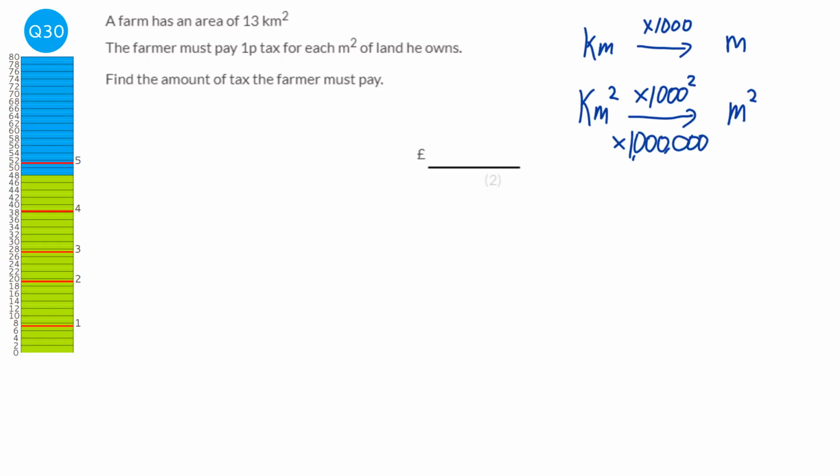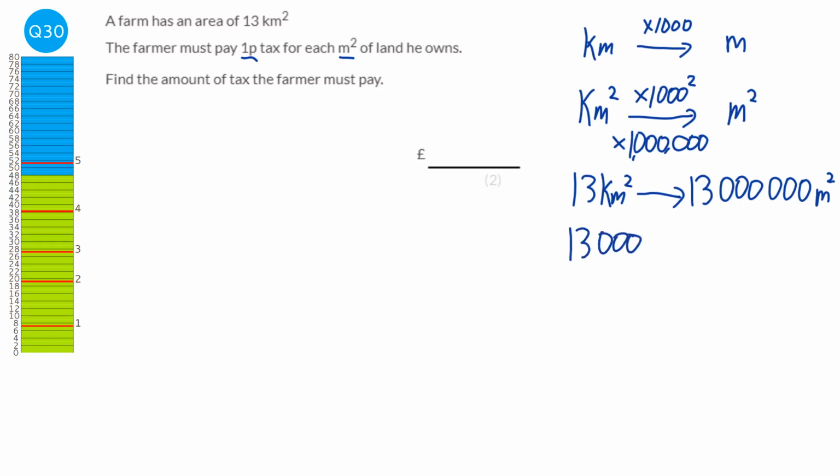So 13 kilometers squared is going to be the 13, and then it's going to be times by a million. So 1, 2, 3, 1, 2, 3. So it's going to be 13 million. Now, it says here the farmer must pay 1 pence tax for every metre squared. So this is going to be 13 million metres squared. And so that's going to cost him or her 13 million pence.